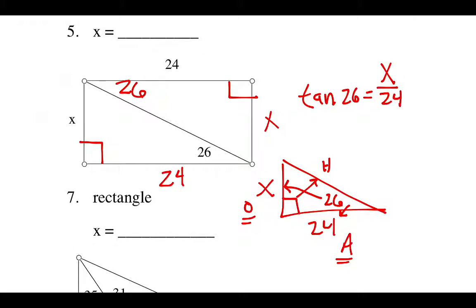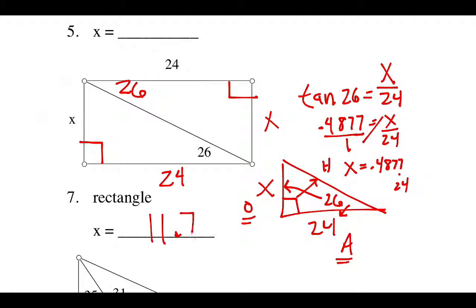And now I'm going to solve this. The tangent of 26 is 0.4877, and that should equal x over 24. So again, I'll think of it as over 1. X times 1 is x. So all I have to do is take that 0.4877 multiplied by 24, and I get 11.7 for that missing side.